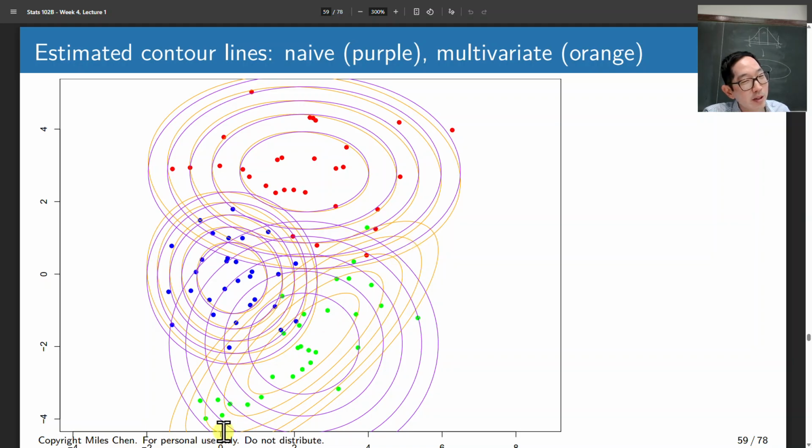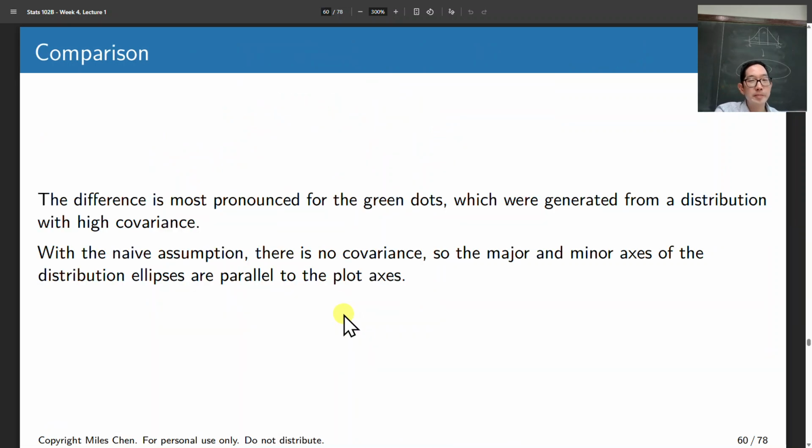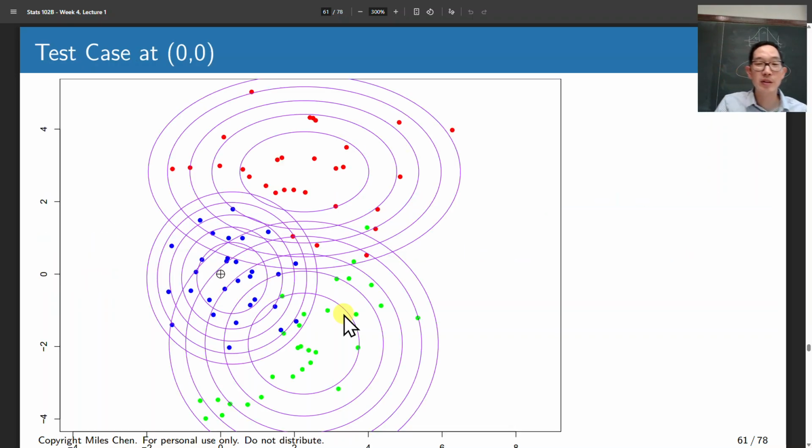Whereas with the multivariate, we say, oh, there is covariance, and so we get kind of these diagonal things. Okay, in our original data, there was very little covariance in the red dots and the blue dots, and so we're not getting a huge difference there. But we do see a big difference for the green dots. And so yeah, with the naive assumption, there's no covariance, and so that's what we have.